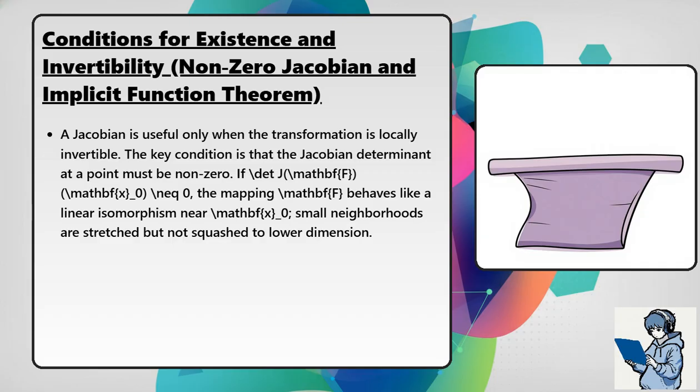If det J of f at x0 is not equal to 0, the mapping f behaves like a linear isomorphism near x0. Small neighborhoods are stretched but not squashed to lower dimension.